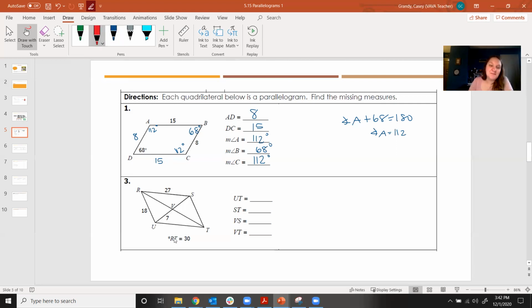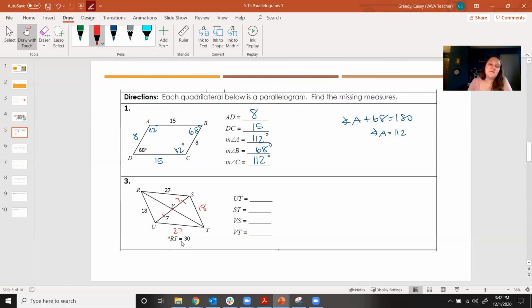Down here in this example, it tells me this is a parallelogram. So I know the opposite sides are congruent, so I'm just going to go ahead and mark those right away. I know that diagonals bisect each other, okay, cut each other in half. So that means UV and SV are congruent. So SV is 7.